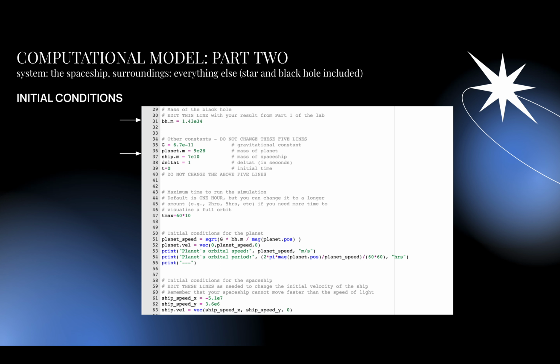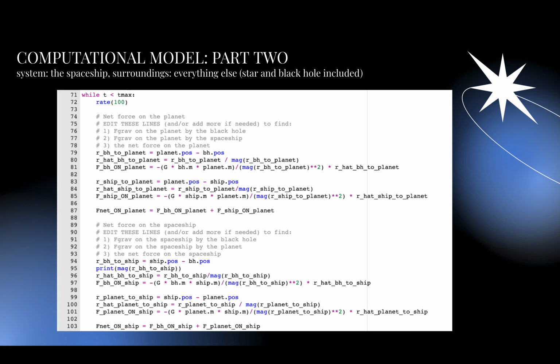The initial values are constant, namely G, the mass of the planet and the ship, and we begin at time t equals 0. Then, the initial velocity in the x component is negative 5.1 e7 meters per second, and the y component is 3.6 e6 meters per second. This will be discussed more shortly.